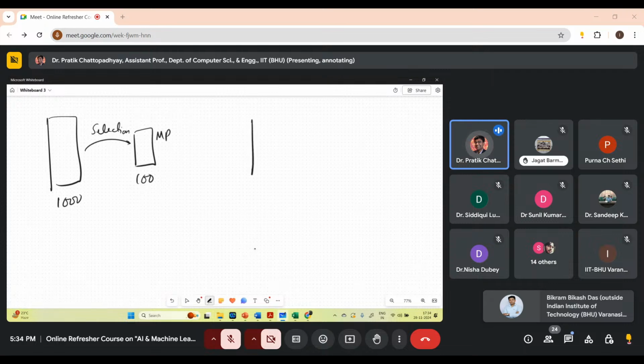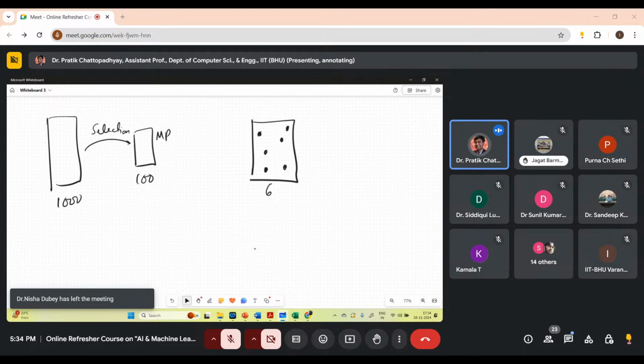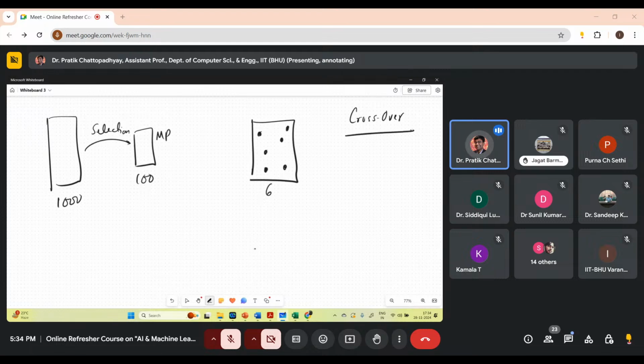To make it simple, let us say our mating pool has 6 solutions instead of 100. So solution 1, solution 2, 3, 4, 5, 6. Okay, so now in the mating pool, the first operator is the crossover operator. So what we do, we select pairs of solutions. We decide, okay, this and this solution will be combined with each other. So if I name them 1, 2, 3, 4, 5, 6, I am saying 1 and 2 will get combined.